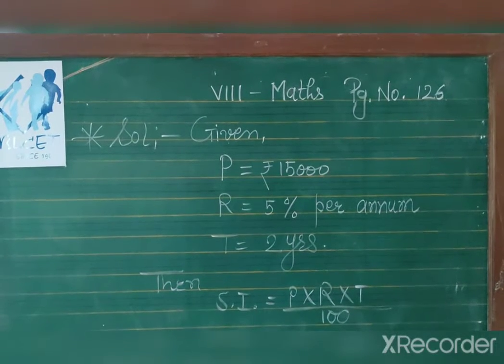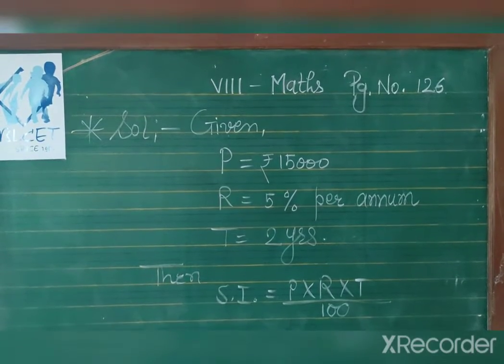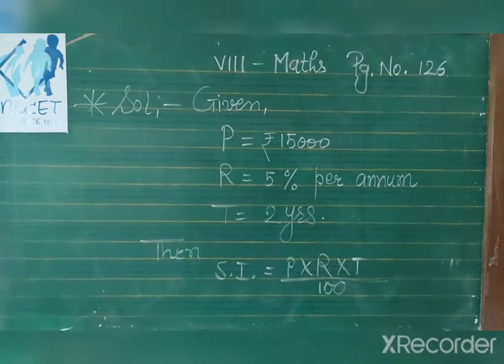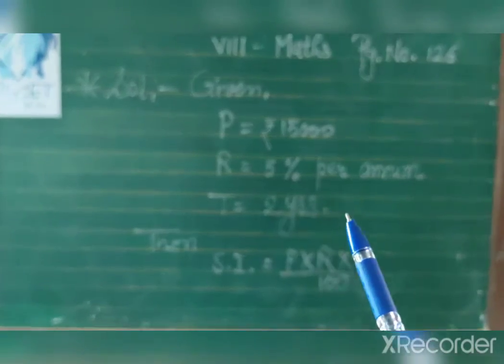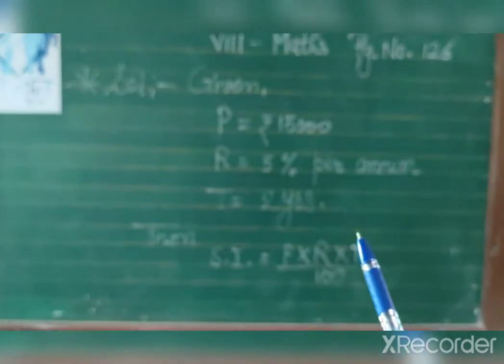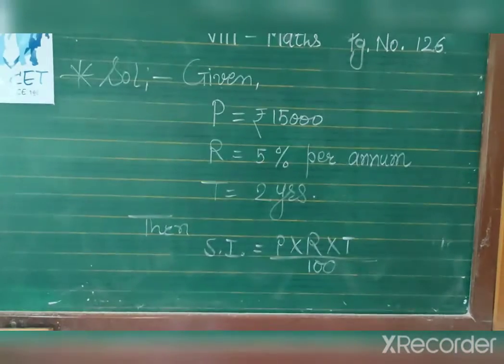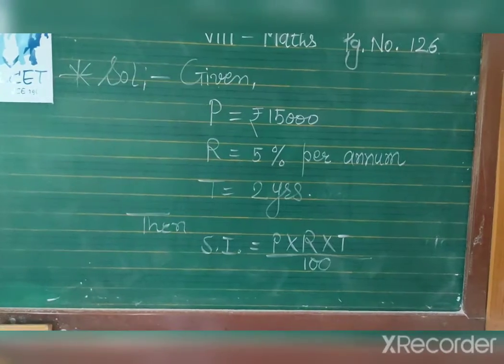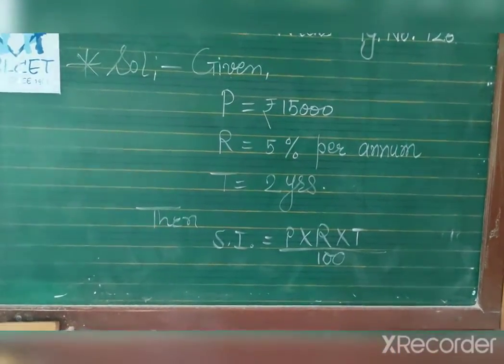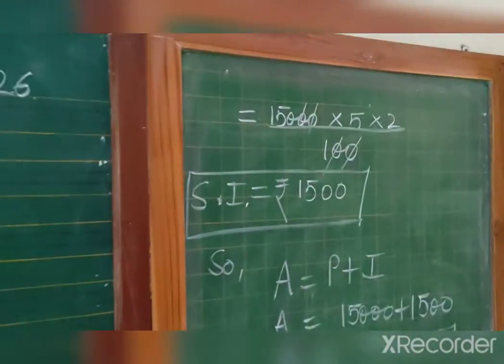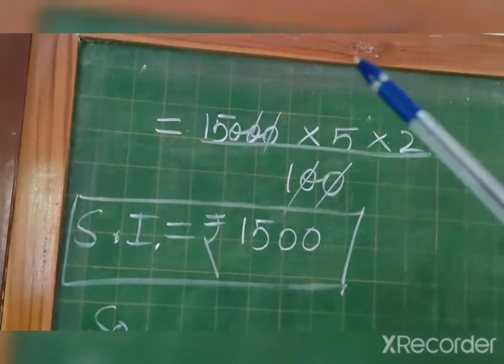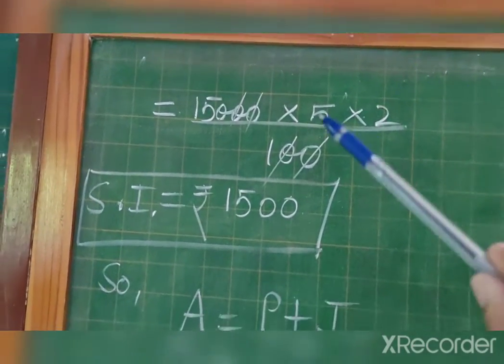Now see here, try this at page number 126. Given P is equal to rupees 15,000, R equal to 5% per annum, T equal to 2 years. Then SI by the formula P into R into T upon 100. So put the value in the formula: 15,000 into 5 into 2 upon 100.